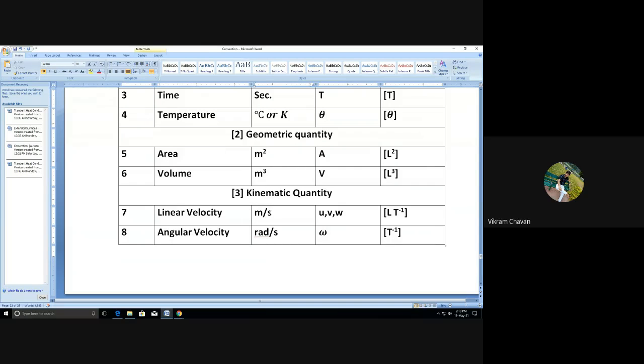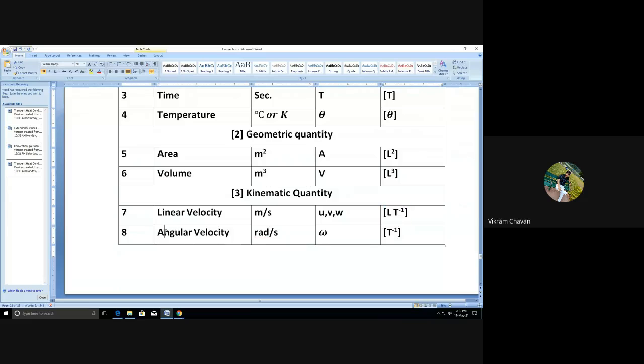So divided by T is there. T is at the denominator side. If you take it to the numerator side, it will become T raised to minus 1. So the dimension will be equal to L and T raised to minus 1. L and T raised to minus 1.